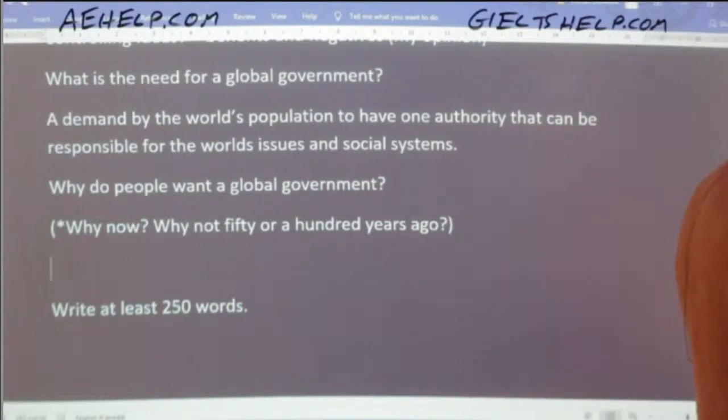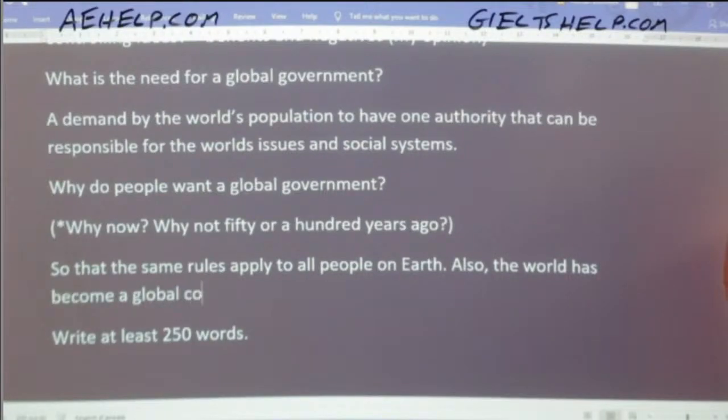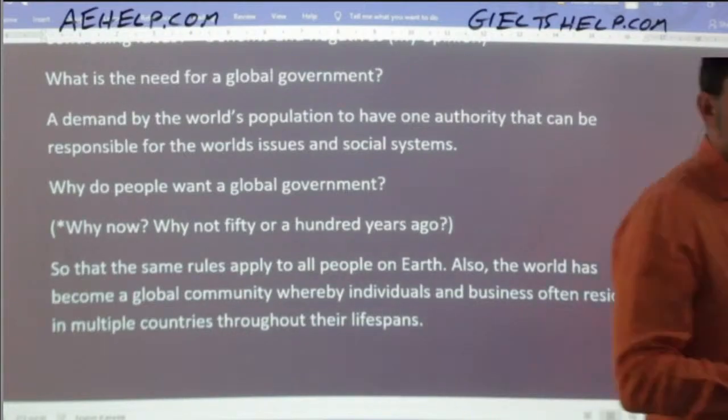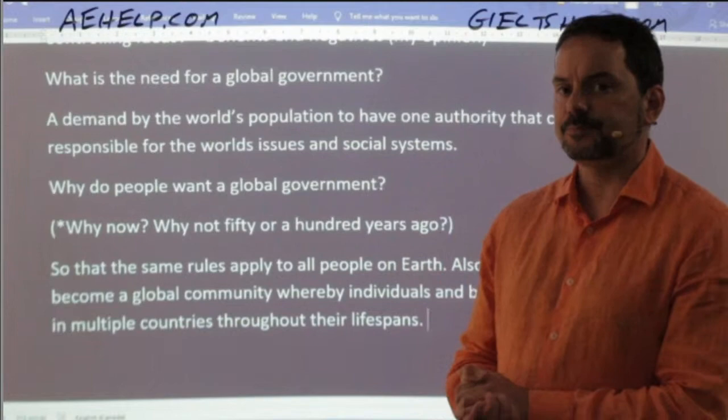Okay, so of course, so that the same rules apply to all people on Earth. Also, the world has become a global community whereby individuals and businesses often reside in multiple countries throughout their lifespans. Okay, so if I'm thinking about this, right? Rajveer says countries are interdependent. Okay. Yeah, very good, David.